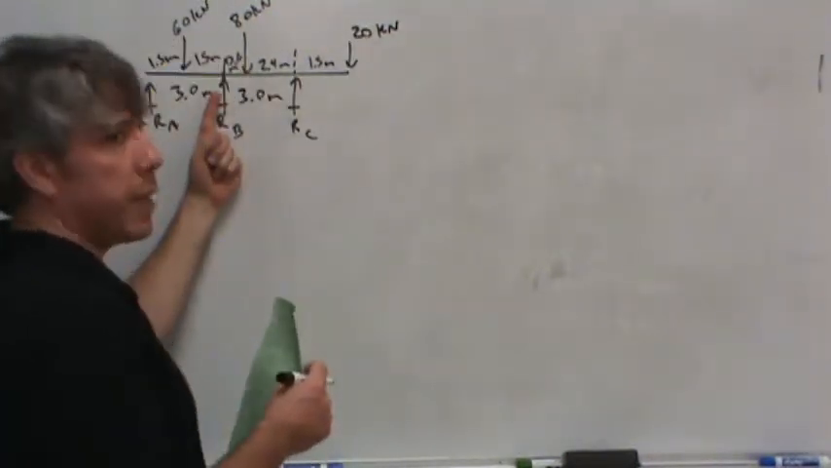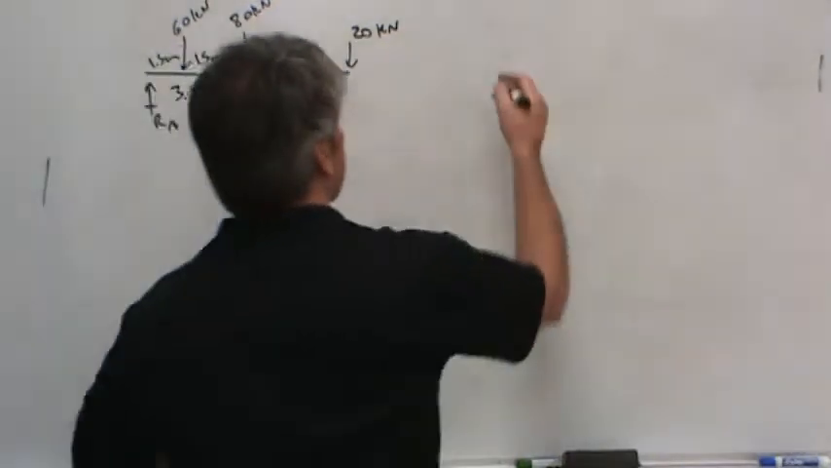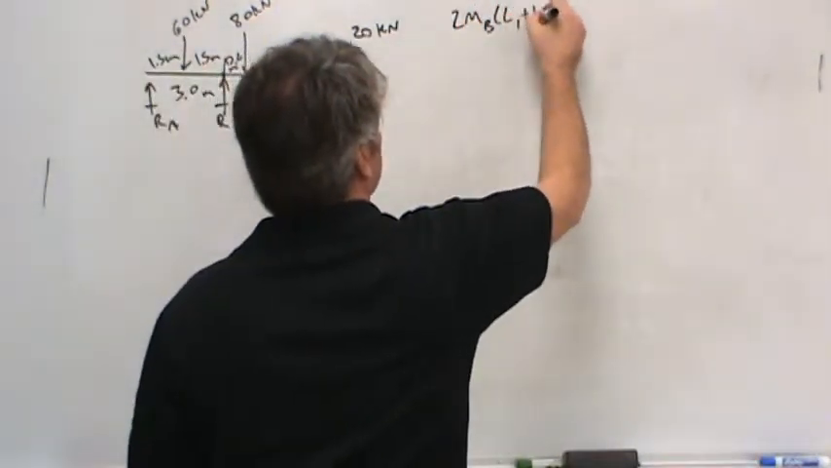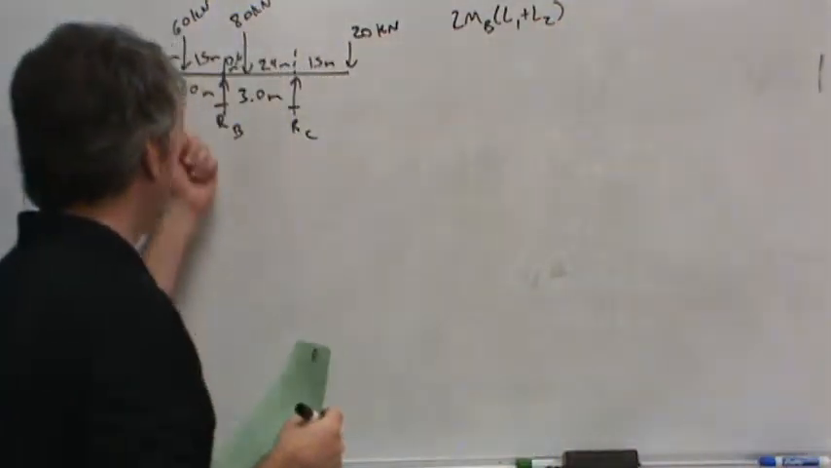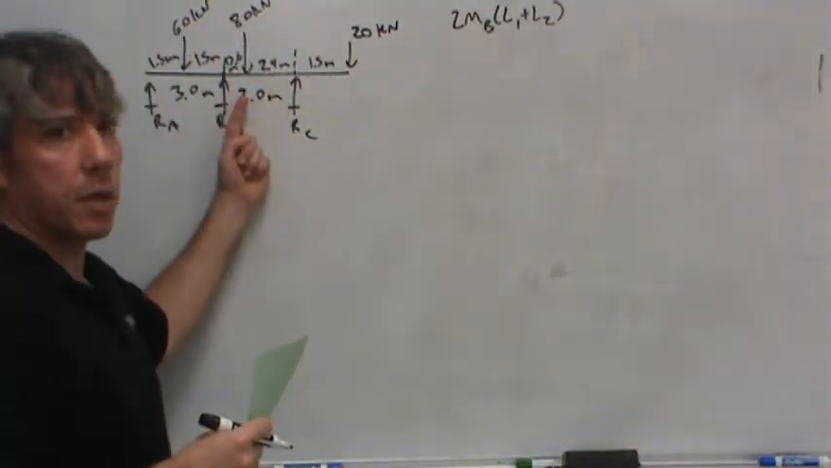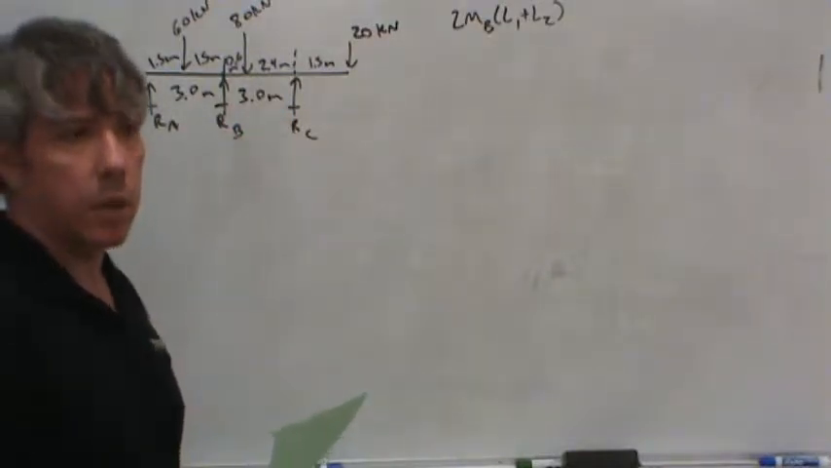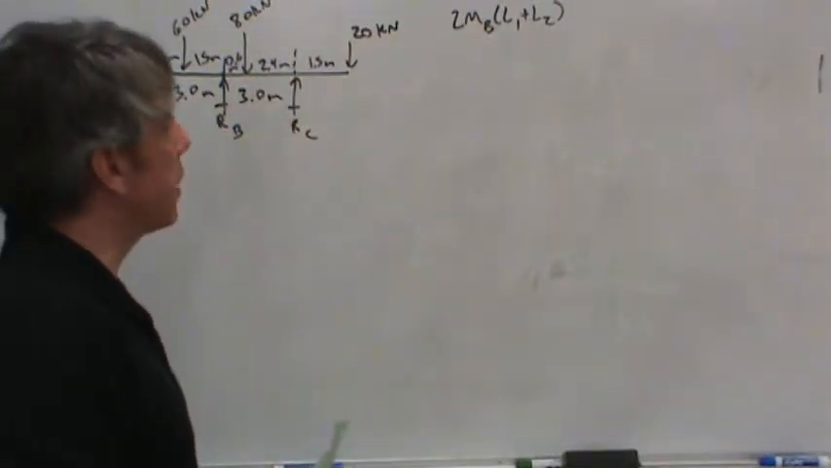Could there be a moment at B? Yes, that's the one we need to solve for. So let's write the next term. 2 moment at B, L1 plus L2. By the way, what are L1 and L2? Well, they're just 3 meters. They're always the distance between the reactions. In this case, again, they happen to be equal. They don't have to be. In this case, they are.